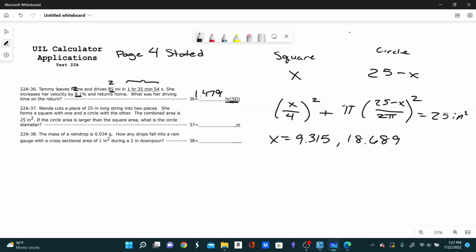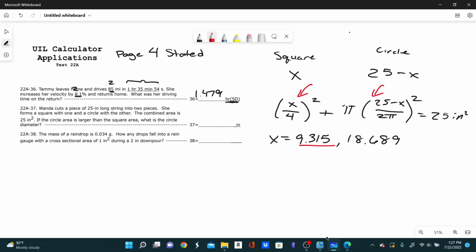So right here, it says if the circle area is larger than the square area. So what I'm going to do is just take one of these numbers. I'm just going to pick the 9.315, and I'm going to plug them into each of these equations for the area. And if it turns out that the circle area is larger than the square area, we'll use 9.315. If it's the other way around, we'll use the 18.689.